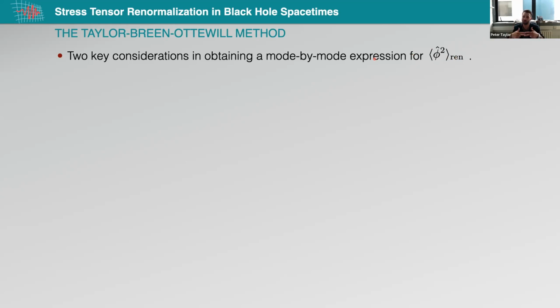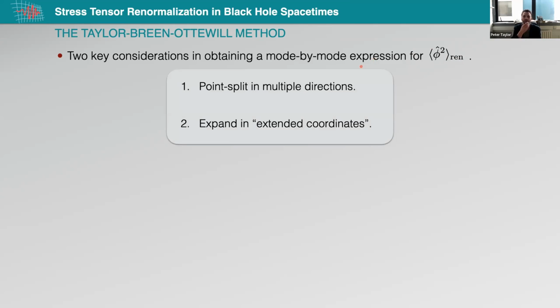In other words, I want to be able to express the Hadamard parametrix as an n and l sum, so that I can subtract mode by mode. And what I want at the end of the day is something that converges very fast. That's really what I mean by a pragmatic solution to this. So here are two key considerations in obtaining a complete mode by mode subtraction.